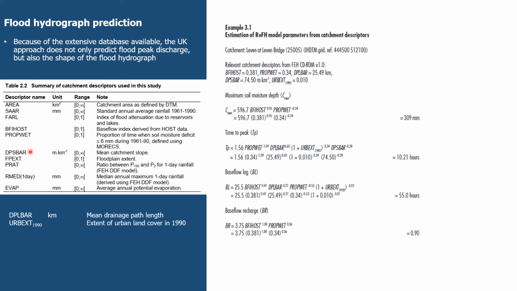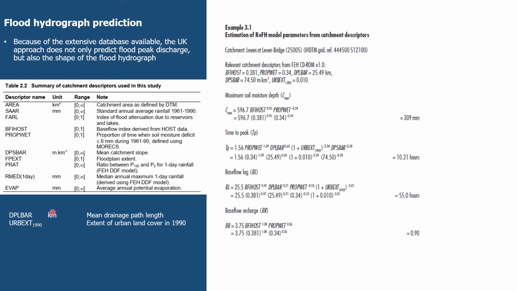We have the mean catchment slope. We have a floodplain extent term. We have a precipitation ratio telling us something about how extreme the precipitation in that region is in terms of the 100-year versus the 2-year rainfall event. We have a median one-day rainfall, and we have an evaporation term. And a couple of other terms not in this table, which you see in the equations. We have a drainage path length, and we have an urban extent term, which is an important land use term.